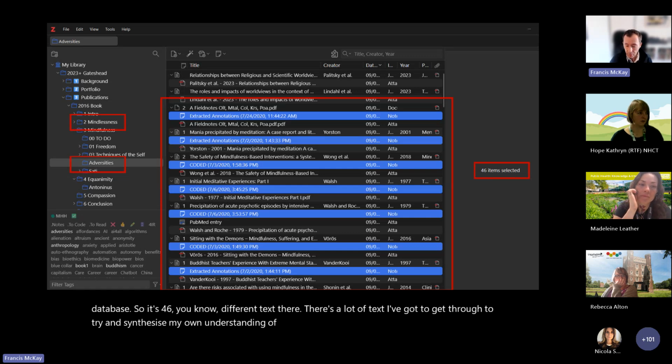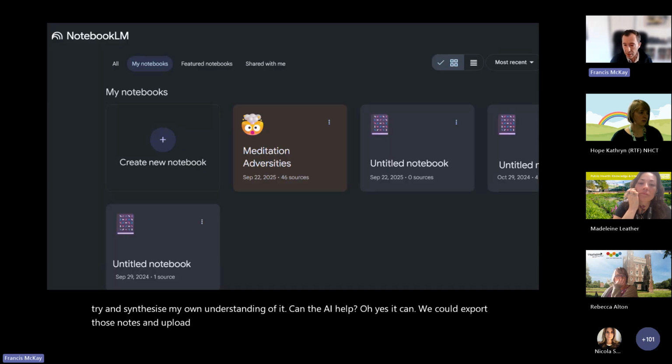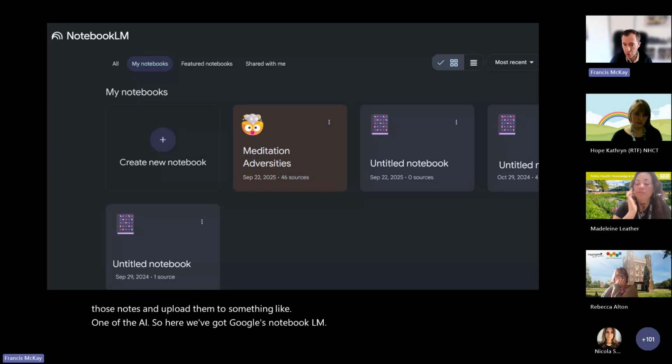Can the AI help? Well, yes, it can. We could export those notes and upload them to one of the AI tools. So here we've got Google's Notebook LM. You don't have to use this. This is one that I'm using as illustration.